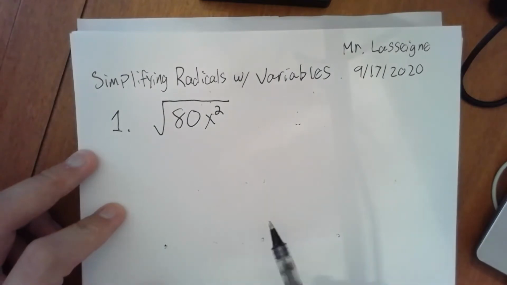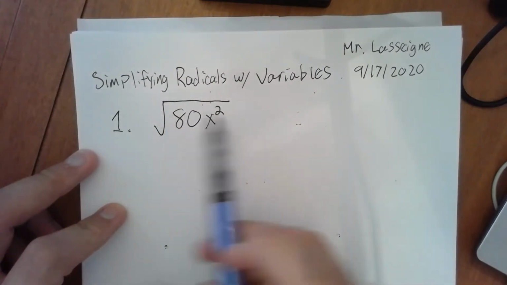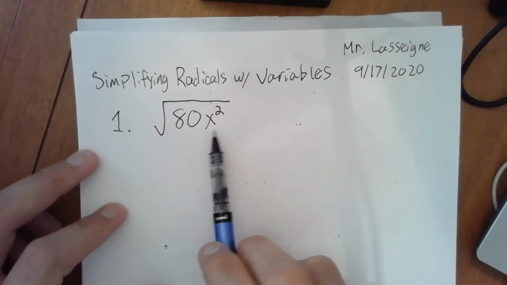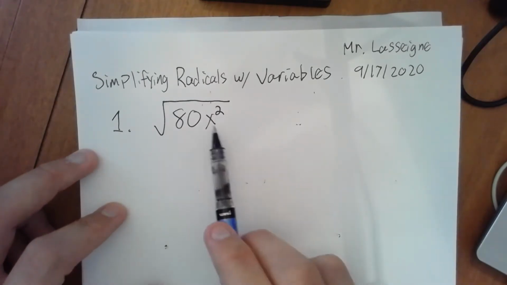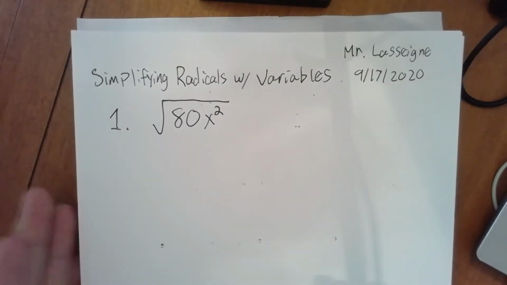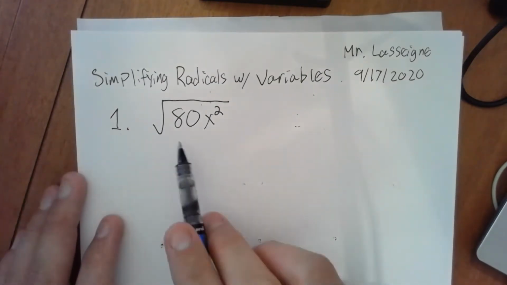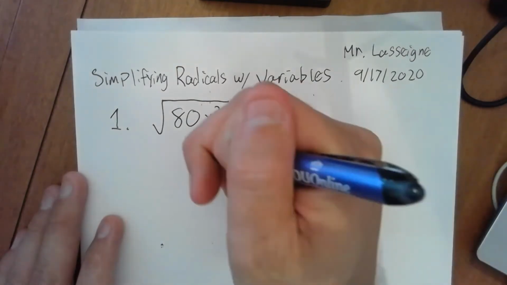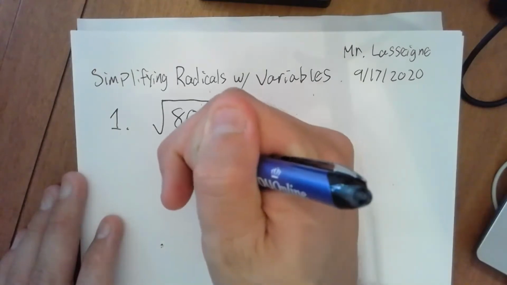So once again, just like yesterday, what we're trying to do is pull out all of the perfect squares that are kind of hidden inside of 80, and this time with our variable as well, x squared. So we start off just like we did yesterday, with just taking care of your coefficient, the number, first. So we'll take care of 80 first by doing the factor tree.